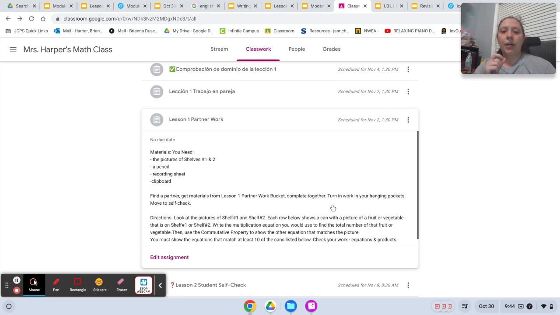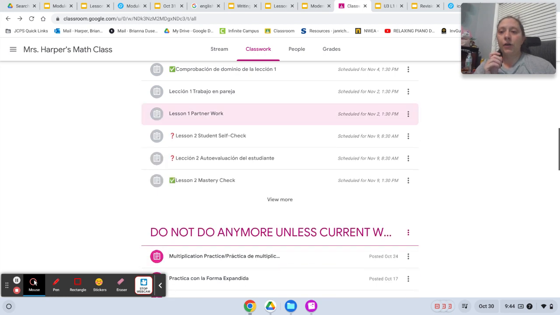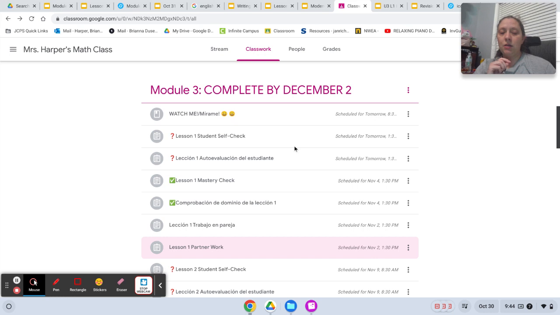Turn your work into your hanging pockets. Make sure you read the directions. And have fun. So if you don't have a partner, go to your self-check, okay? If you have any questions, ask Addison, Emmanuel, or Santiago, or when you're with me, you can ask me. All right, good luck.